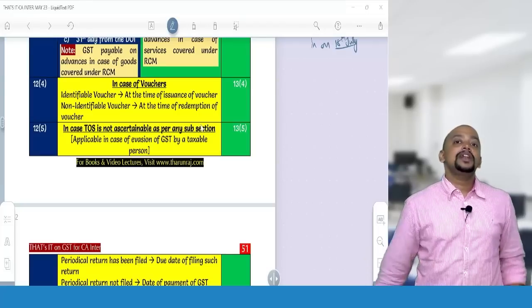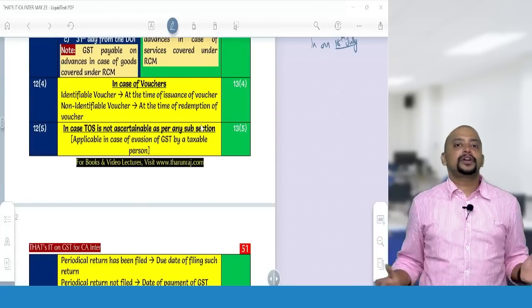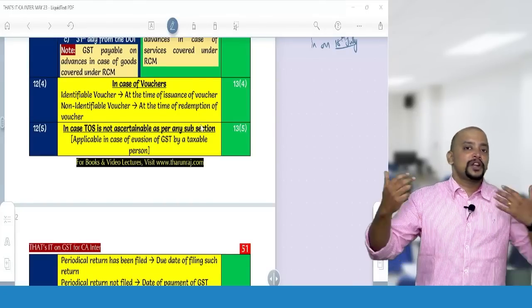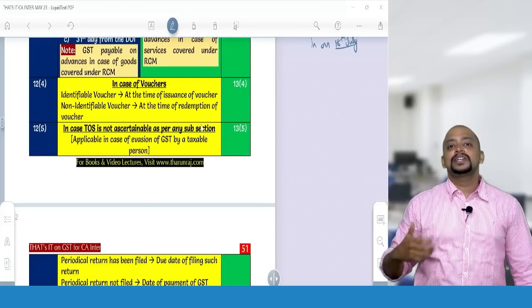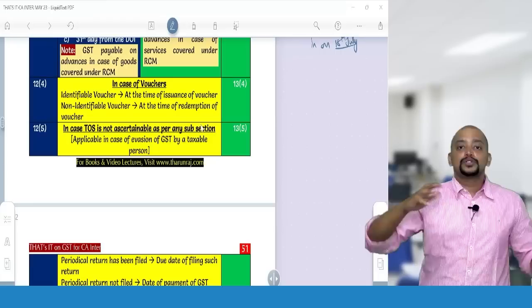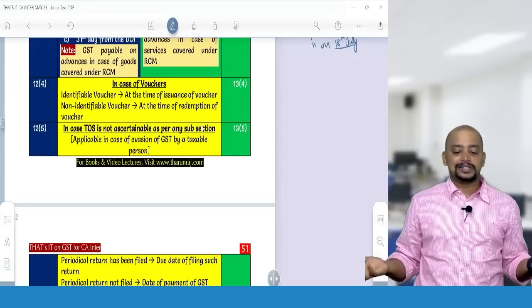Whereas in case of a non-identifiable voucher, the amount will be mentioned, meaning it can be redeemed against any product or service, so we don't know against which product or service it will be redeemed. Therefore the time of redemption is the time of supply. So here there is no problem in GST, because only when the voucher is redeemed, GST is payable. If the voucher is not redeemed, GST is not payable.